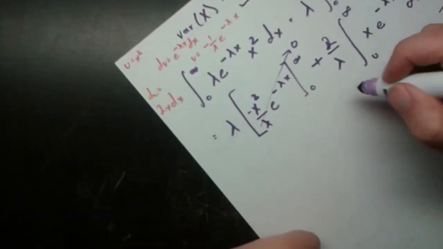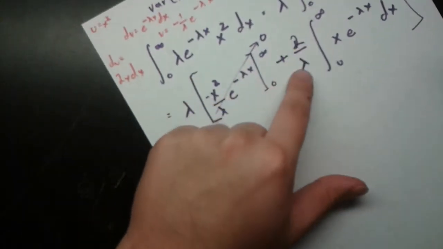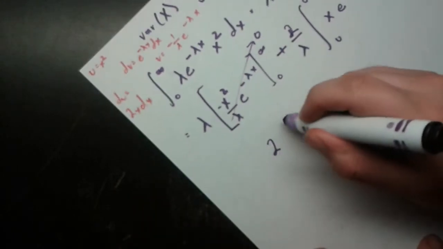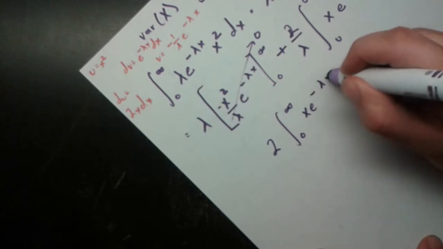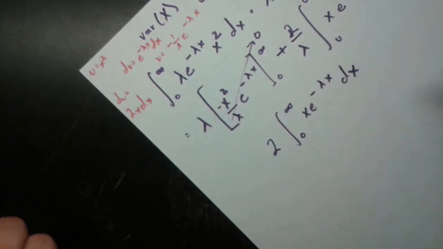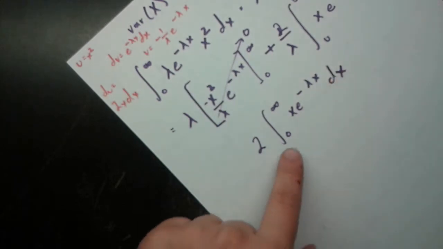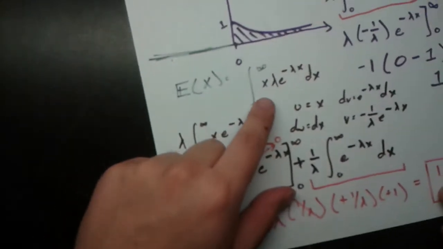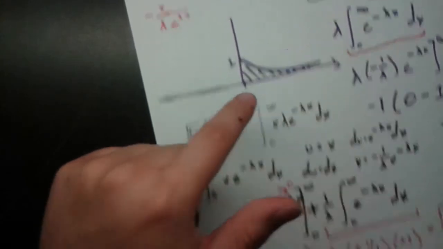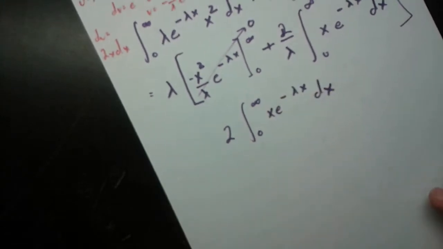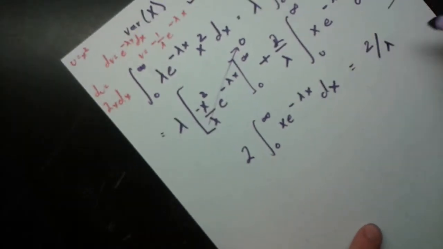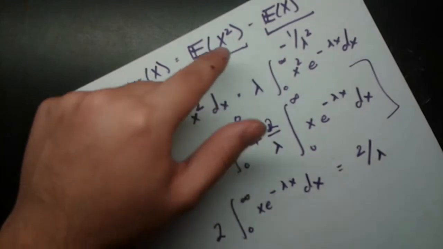So the next thing we have to worry about is, this lambda and this 2 over lambda cancel to become just a 2. So we have 2 integral 0 to infinity x e to the minus lambda x dx. Now you might be thinking, oh no, we have to use integration by parts again. But really we don't. We know what this is because we did that calculation for the expected value. That is exactly what the expected value was, right? This is the expected value because it's just x times the PDF. So the expected value, sorry, the expected value is 1 over lambda. So then this will become 2 over lambda. Cool. So we found that the expected value of x squared is 2 over lambda.